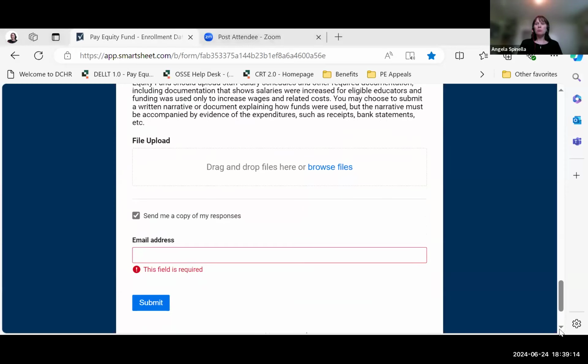If you operate multiple facilities participating in the Early Childhood Educator Pay Equity Fund, a form must be completed for each facility. Thank you very much. I will stop sharing my screen now.